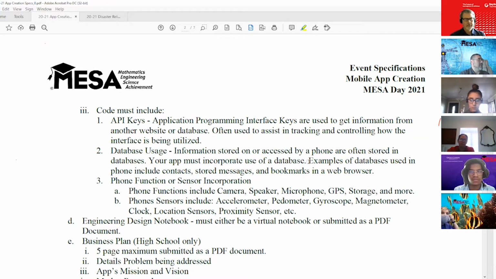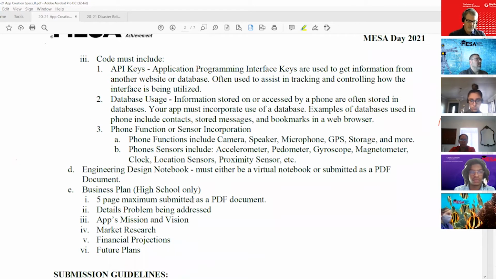So you'll have that database stored in your phone, or you might be accessing a publicly accessible database online, right? And we might be able to see that as well. We also want to see that you incorporated a phone function or sensor, right? So are you using what's available on the phone?